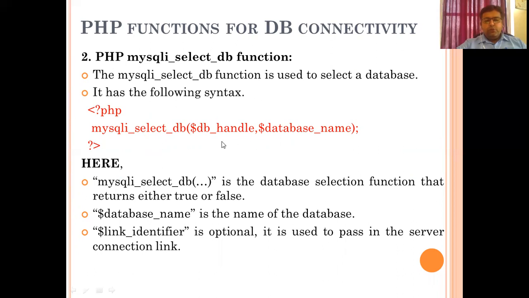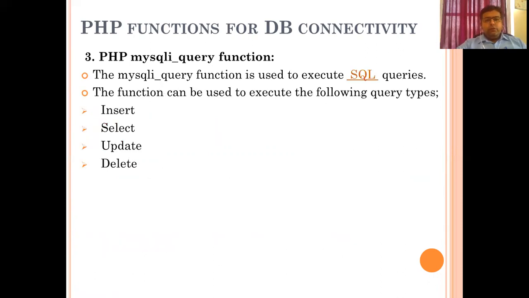Again, these 2 arguments are used over here. Now, what is the meaning of this? MySQLi select_db is the database selection function that returns either true or false. So this function returns a value of true or false as an answer. Database name is the name of the database, and link identifier is optional because it is used to pass in the server connection link. So basically it will tell you whether the database you want to connect to is available or not. If it is available, then it will be selected, otherwise it is not selected. According to that, it will give the answer as true or false.